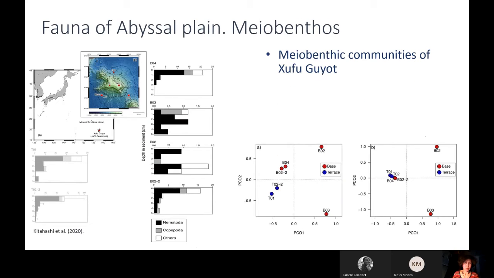About the fauna of the abyssal plain, meiobenthos was also studied in the same work as seamounts, and it was shown that it is quite distinctive from what was shown for the plateau, because the animals live not only in the first centimeters but also below, down to 5 centimeters deep. But when we compare the first centimeters, it is very hard to tell apart the base of seamounts and the plateau.